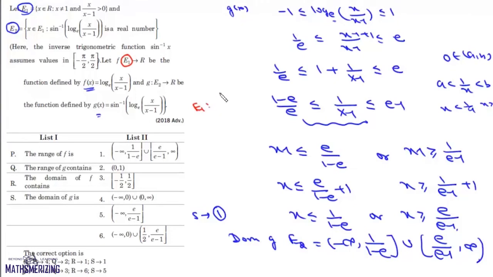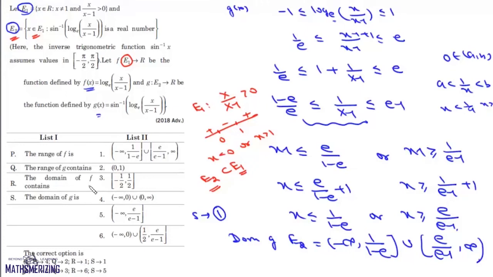And E1 is the condition that x upon x minus 1 is greater than 0. Now the critical points are 0 and 1, so the signs will be plus, minus and plus. So we'll get the condition that either x is less than 0 or x is greater than 1. And it is given that for E2, x belongs to E1. That is, E2 is a subset of E1. So domain of g, which is E2, is contained in the domain of f. So domain of f will contain domain of g.